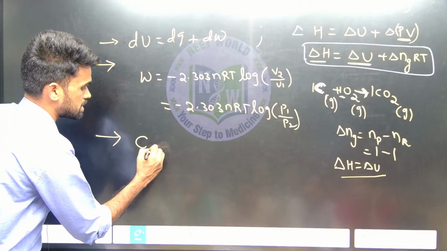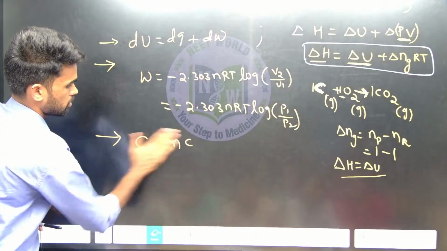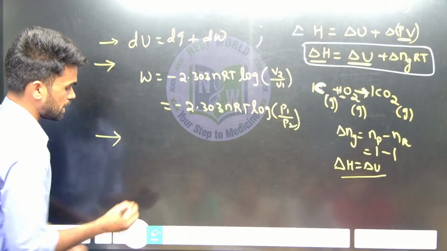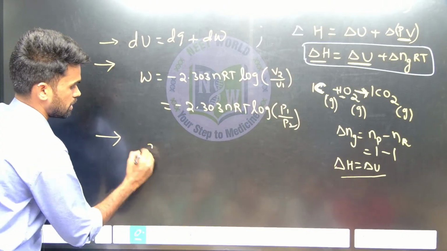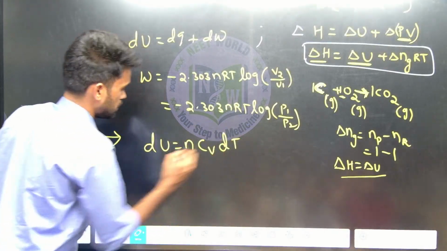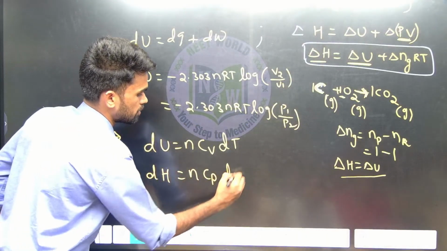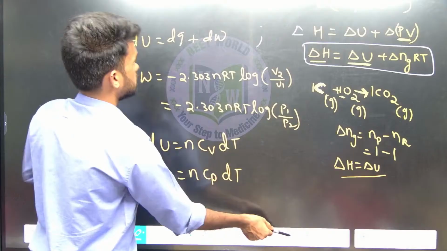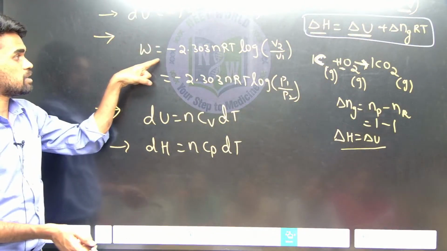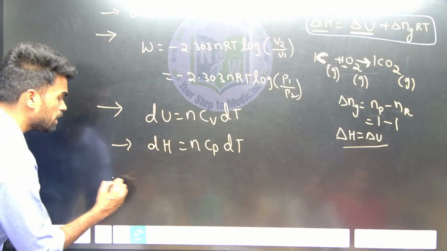Heat capacity, like Cv equals to n... Like internal energy and Cv relation, dU equals n Cv dT. Similarly dH equals n Cp dT. Now this is about isothermal work done. Similarly, adiabatic work done is also there.